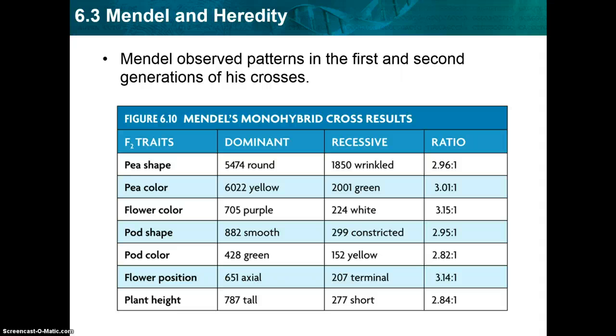Yeah, Mendel was a mathematician, so just a little bit of history. So that's why he was looking at ratio in there. And he also was a scientist and very observant. He was studying seven different traits that you can see in this table: pea shape, pea color, flower color, pod shape, pod color, flower position, and plant height.